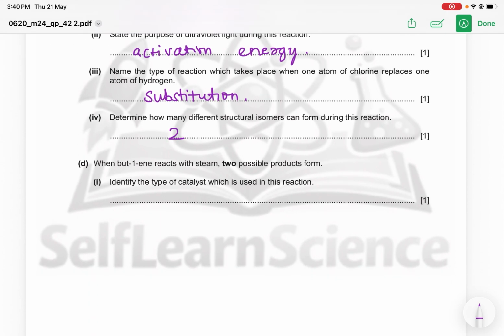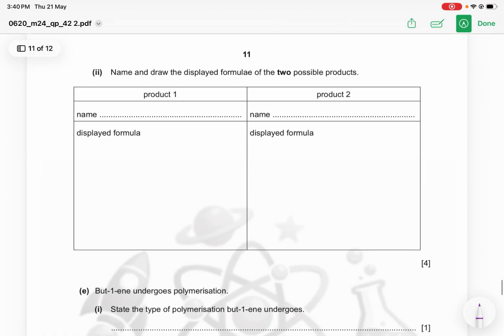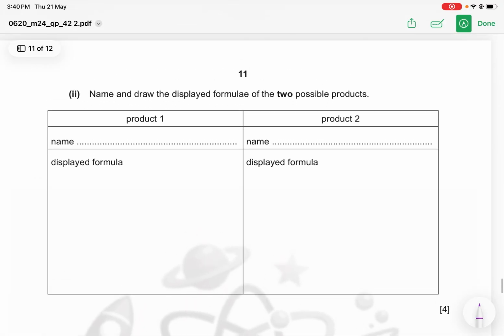Next question, D. When but-1-ene reacts with steam, two possible products form. Identify the type of catalyst which is used in this reaction. When but-1-ene, that is an alkene, reacts with steam, the reaction is known as a hydration reaction, where an alcohol is formed and the catalyst used here is an acid catalyst. Name the products and draw the displayed formula of the two possible products. Here one is butan-1-ol and the other possibility is butan-2-ol.